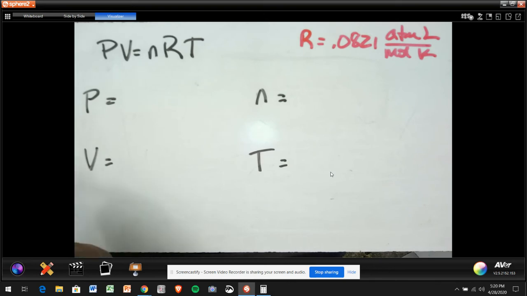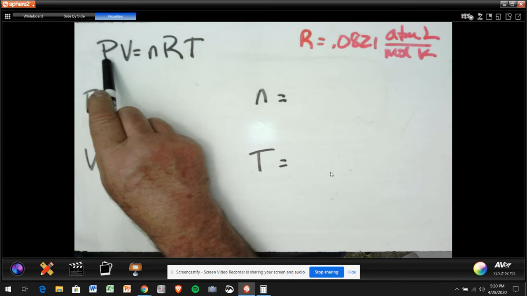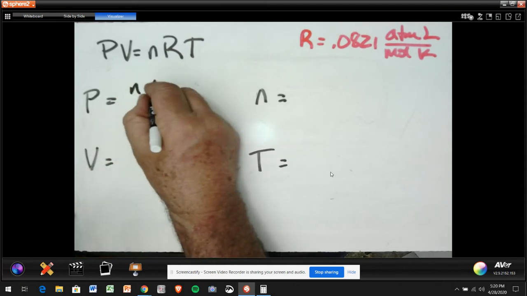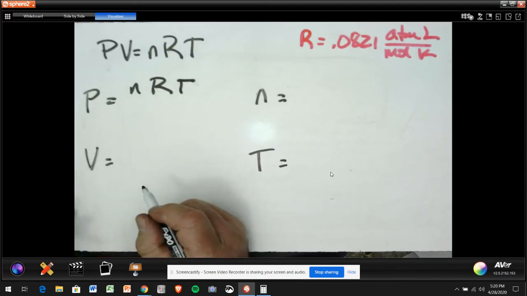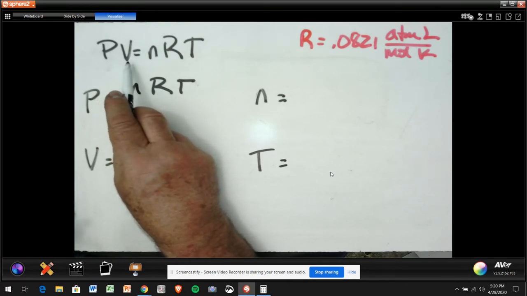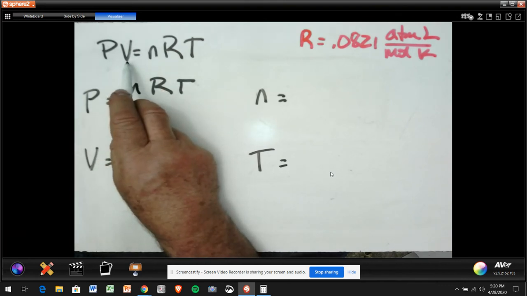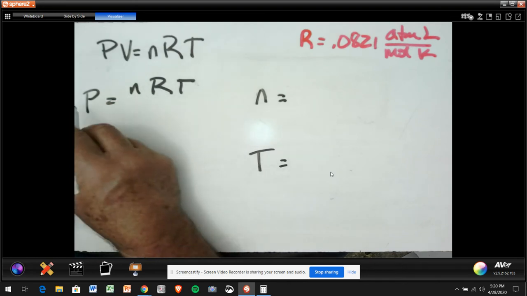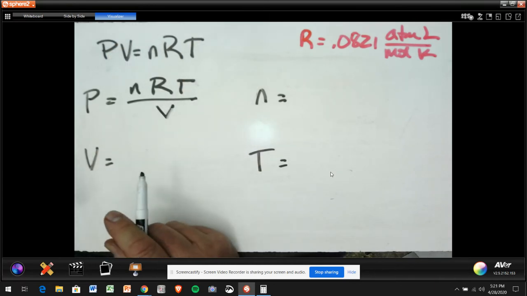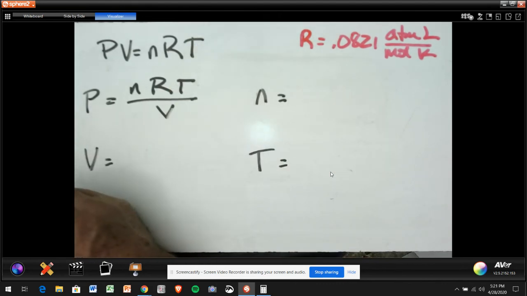And after having completed that, let's see what we got. If I've got pressure, look at where pressure is here. N, R, and T are already on the other side. So what do I have to do to isolate P? I need to get V out of the equation on the left and move it over to the right. The way I get it out on the left is to divide both sides by V. When I divide this side by V, V is going to cancel. But now V is going to be over here in the denominator. And that's how we arrange the ideal gas law to solve for pressure.